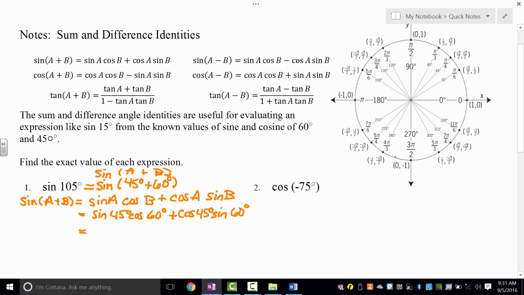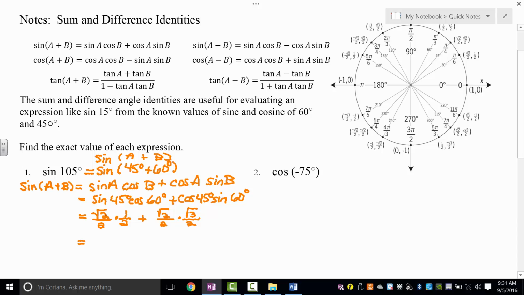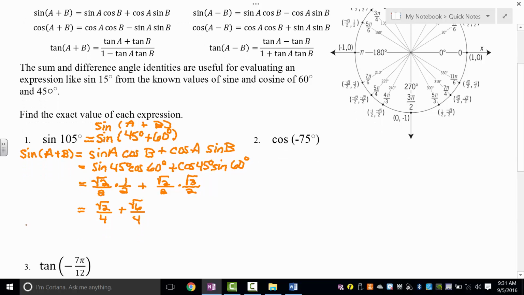I have given you a unit circle here, but of course you should know these values by using the hand trick that we learned earlier this year. The sine of 45 degrees is radical 2 over 2 times the cosine of 60, 1/2. Plus cosine 45, radical 2 over 2 times the sine of 60, radical 3 over 2. And then we simplify. Radical 2 times 1 is radical 2. 2 times 2, 4. Radical 2 times radical 3 is radical 6. Again, 2 times 2 is 4. Therefore, the sine of 105 degrees is radical 2 plus radical 6 all over 4.